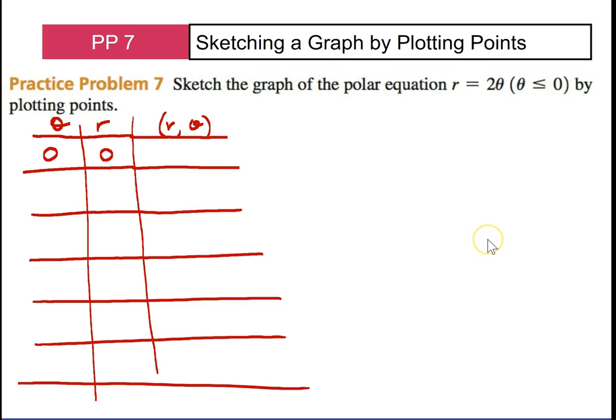Okay, let's set this up. This is going to take a little bit of a long while here. So sit back and let's get going with it. So 0, 0 would be the first coordinate we're going to graph.